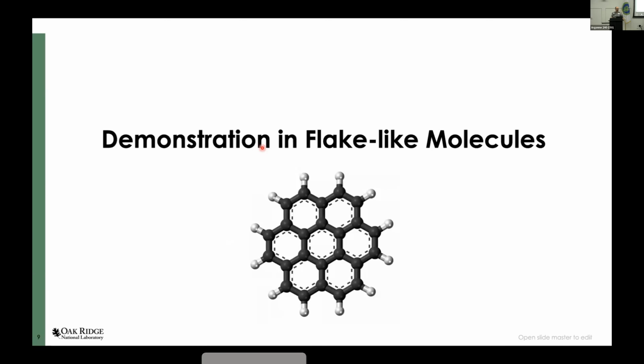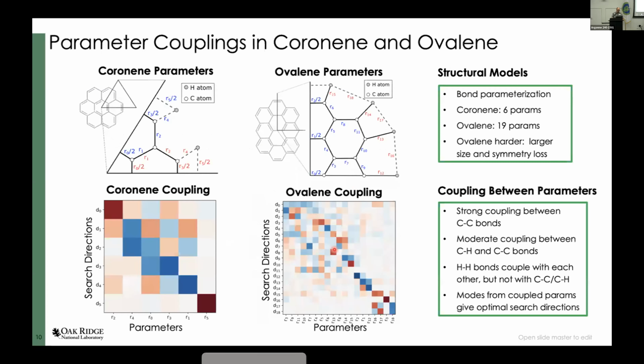Okay, so that's enough on the rough sketch of the theory side. What does this look like when you apply it? The first test cases that we did were flake-like molecules, but not trivial ones. We had a simple test case of benzene, but we applied it to larger molecules like coronene and also ovalene. So these are fairly large.